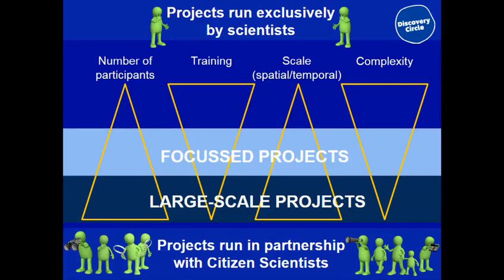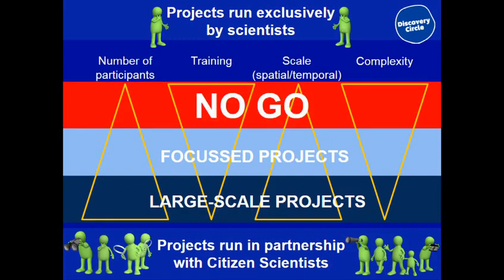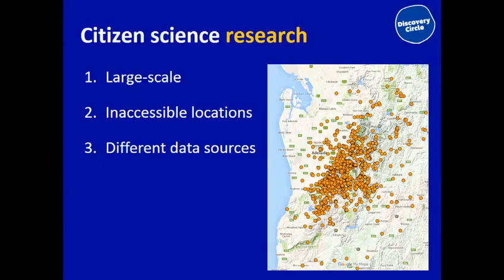The next is focused projects, and this is where you get fewer people involved. They can have more training. There's usually a reduction in scale because of the commitment in training and so on, but you can do more complex things with the community if you're doing a focused project. And then there's the no-go zone, where the projects are just too complex to consider involving citizen scientists in them, and it's really important to recognise where your project sits to help plan it.